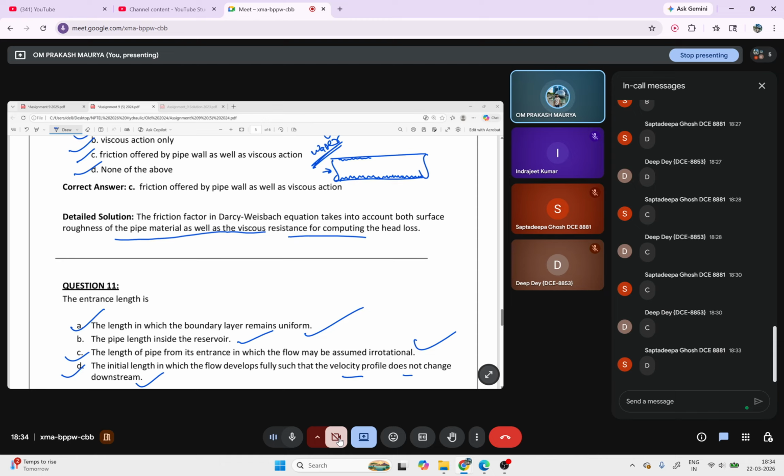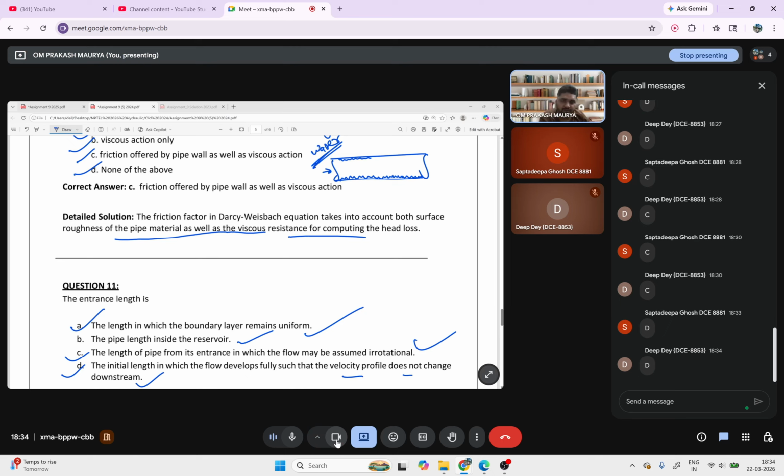Okay, Ghost is telling option D is correct. Nice. Other students, please also just try to think and write your answer in the chat box. Okay, Deep is also telling D. Yes, definitely D is the correct option for this question.